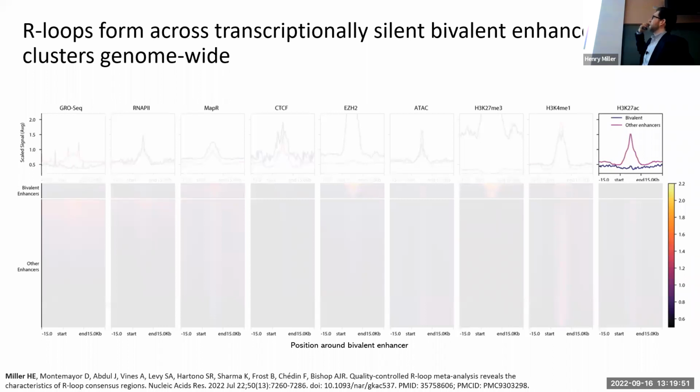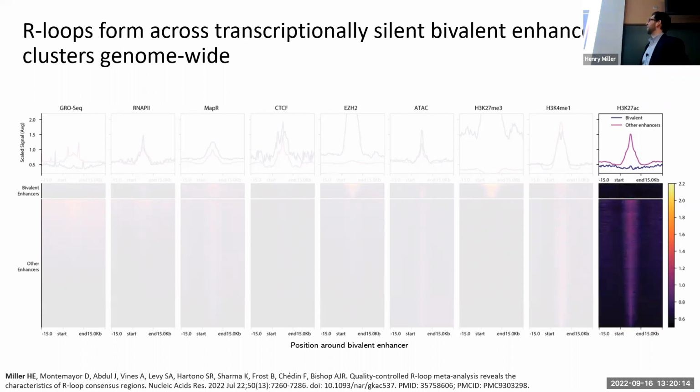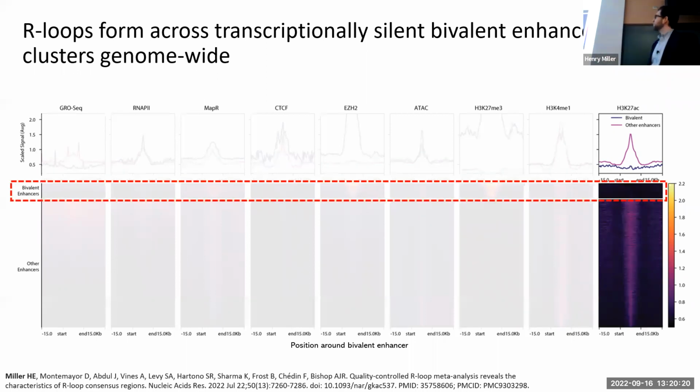And we see that if we look at the bivalent enhancers, they have pretty much no H3K27 acetylation signal, as we would expect, whereas non-bivalent enhancers clearly show an enrichment of H3K27 acetylation at these sites. So this is a heat map showing the bivalent signal, and here's the heat map showing the other enhancers that are not bivalent. I'm just going to highlight this so you can keep track of it.